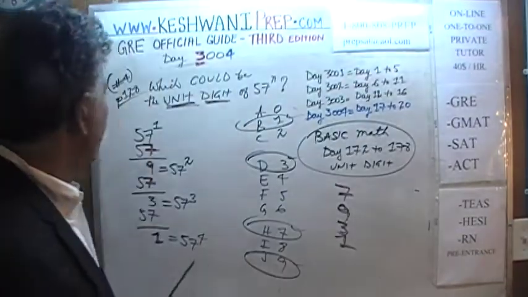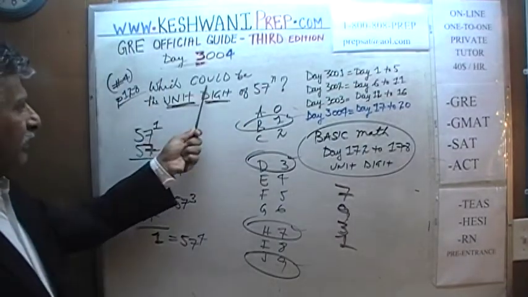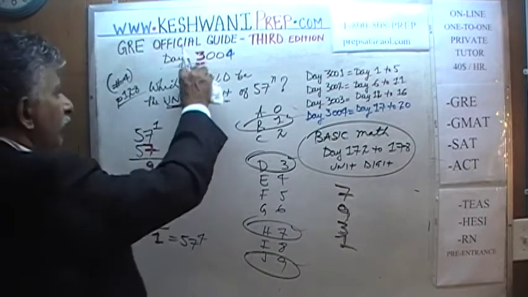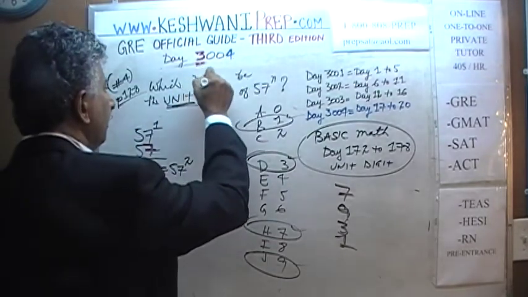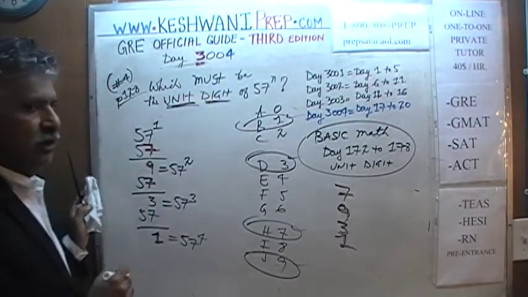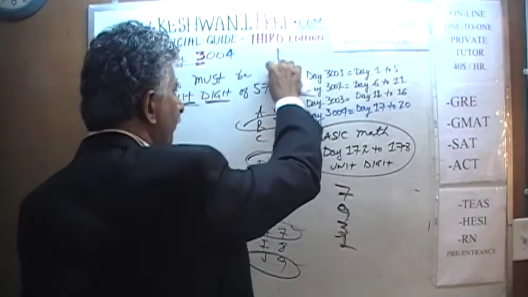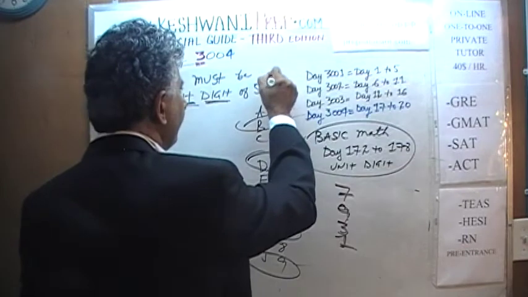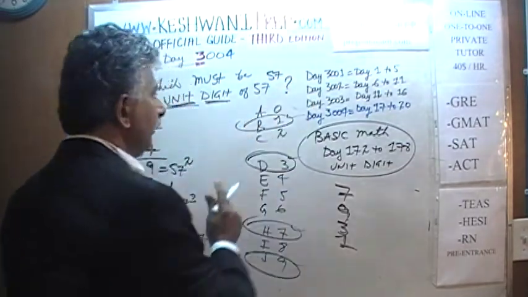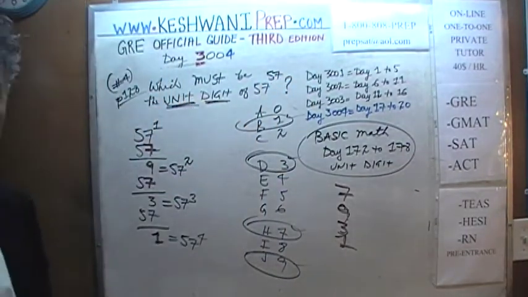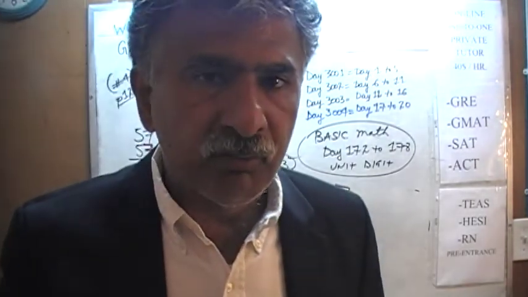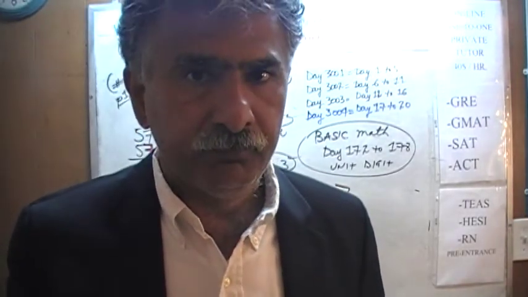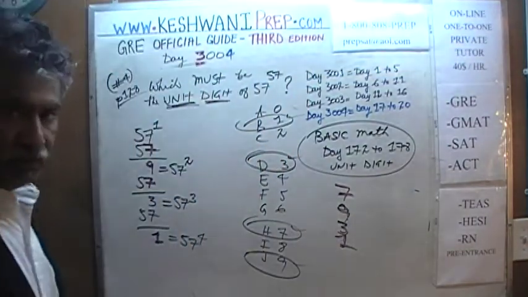Now I'm going to give you another problem. Instead of saying which could be, what if the question says which must be the unit digit of not 57 raised to n, but 57 raised to 57? Would you know the answer to that kind of question? What must be or what is the unit digit of 57 raised to 57? Let's find out, shall we?